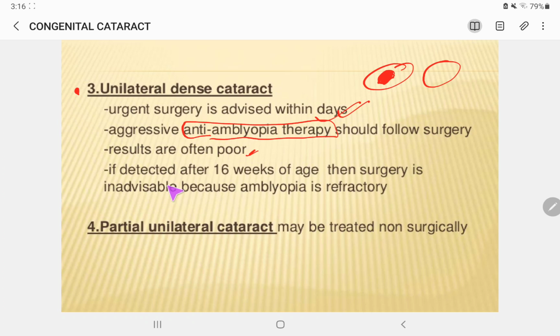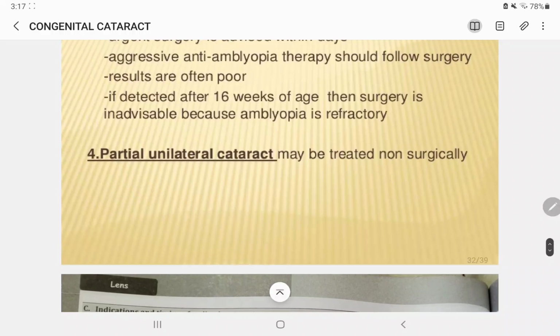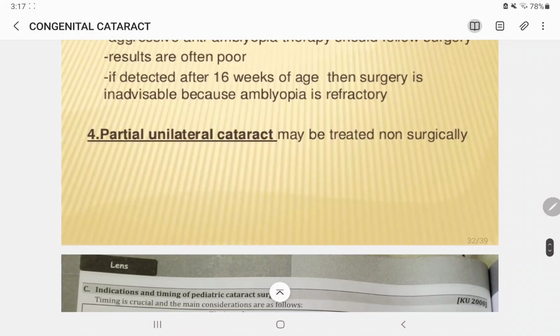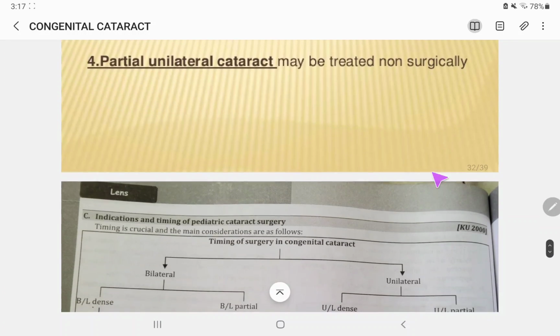And if it is detected after the 16th week of age, then the surgery is inadvisable, because the amblyopia is refractory. If a unilateral dense cataract is detected after 16 weeks of age, then the amblyopia will be refractory, so surgery is inadvisable. And a partial unilateral cataract can be treated non-surgically.